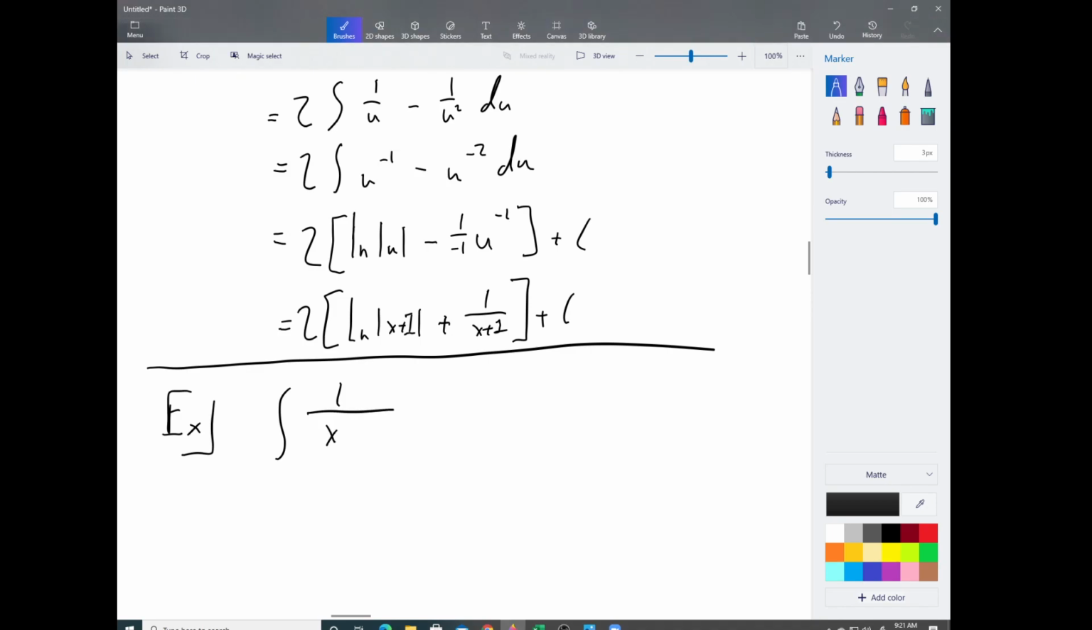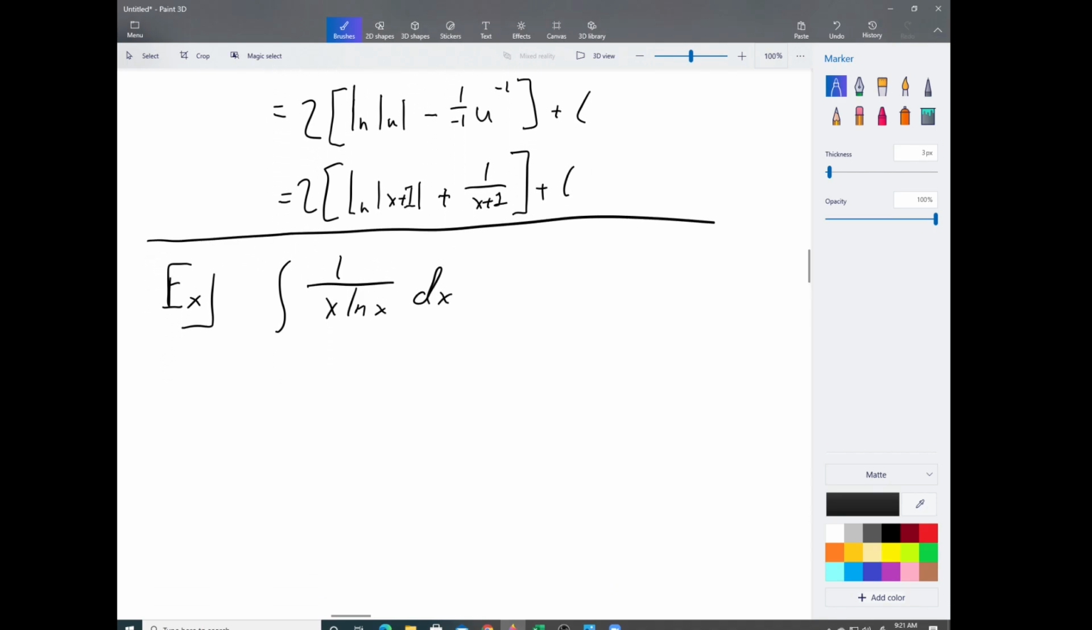Now again, it's all about making a judgment call, and if what you try doesn't work, try something else. On this problem, I do recommend u substitution again. And I just want you to make a guess. What would you do as the u?